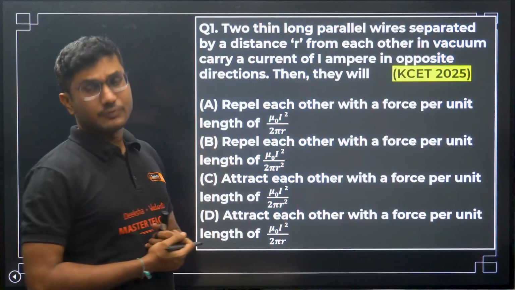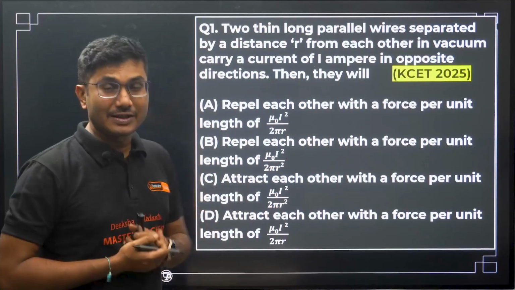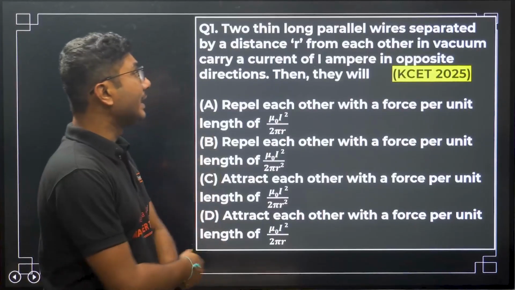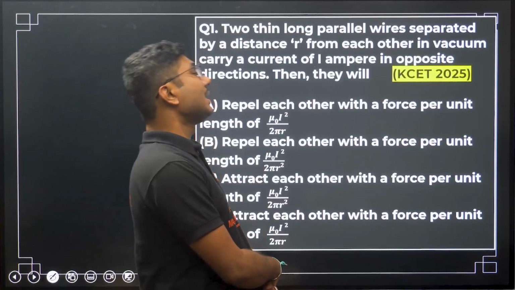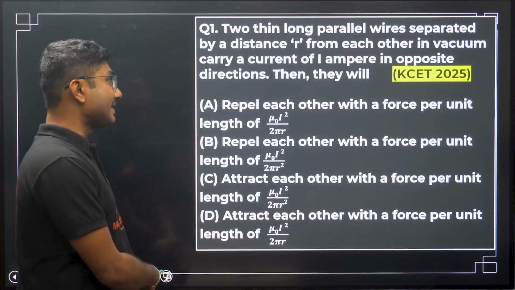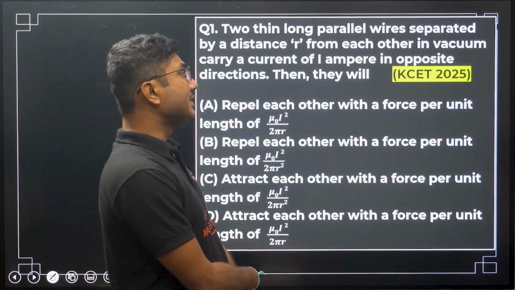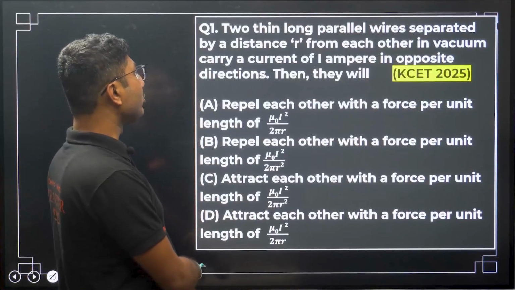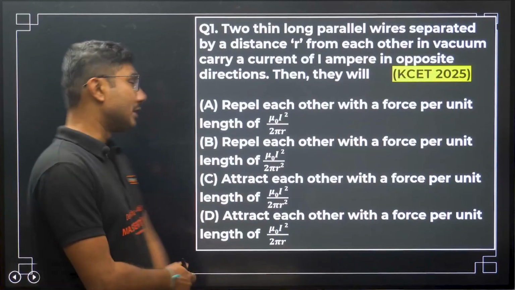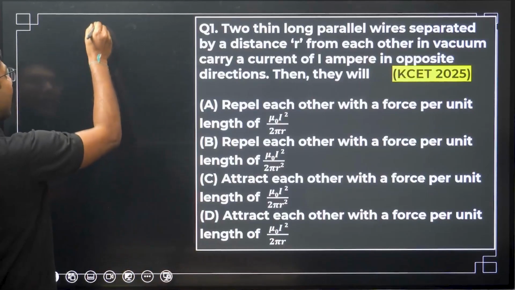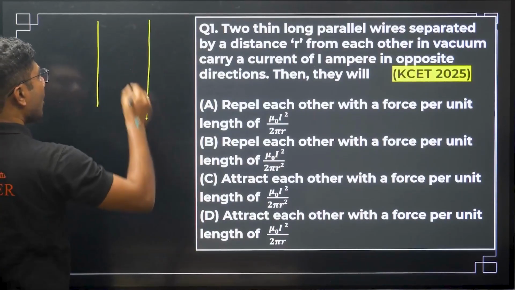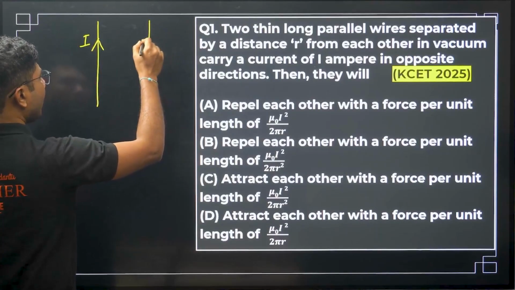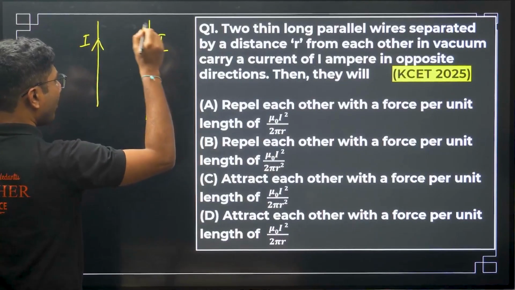First question is from 2025. Yes, we have included 2025 questions as well. So two thin long parallel wires separated by a distance small r from each other in vacuum carry a current I in ampere in opposite direction, then they will. So let us briefly draw the diagram. So we have very long wires, each of them carrying current I. Okay, but they are carrying current I in the opposite direction.